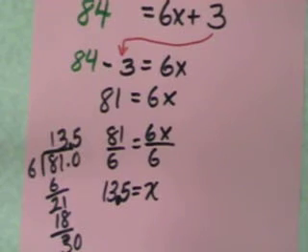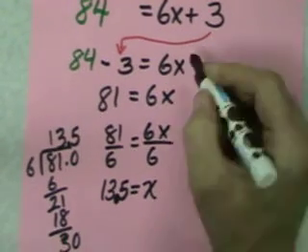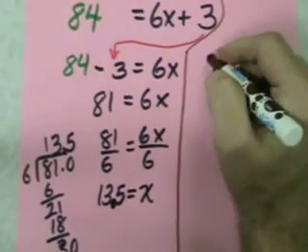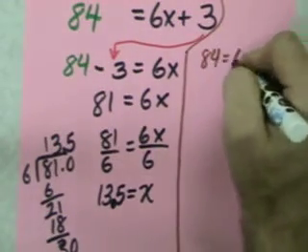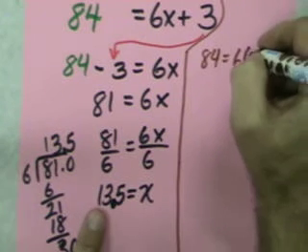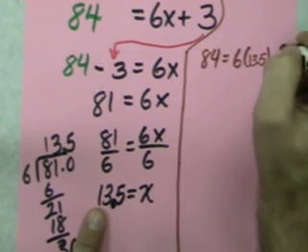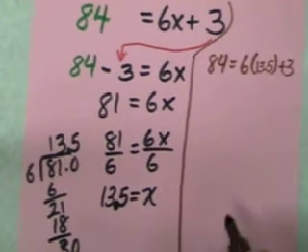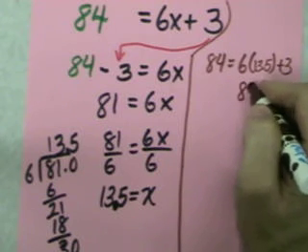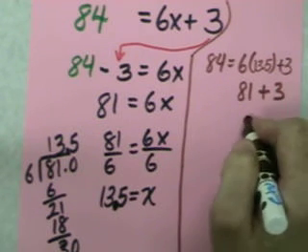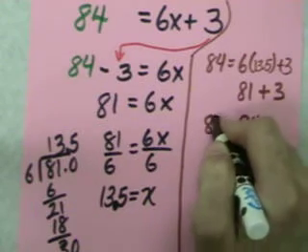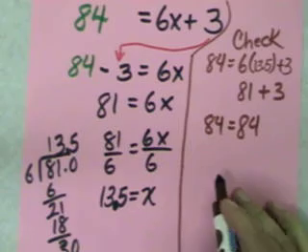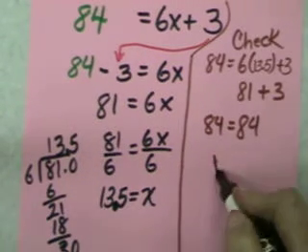Now, we're going to check it really quick. We're going to go back to this level right there. So we're going to go 84 equals 6 times 13.5 plus 3. And 6 times 13.5 is 81. We get 84 equals 84. And so our check shows that we got it all right. So it does check.